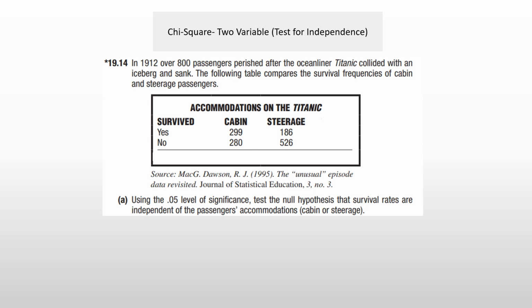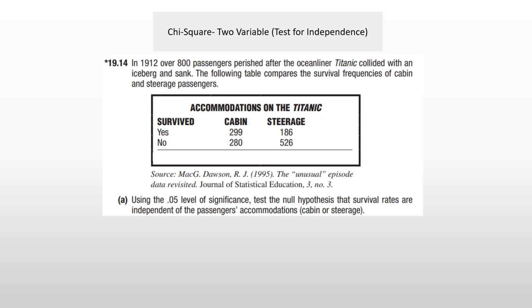Before we move on, one of the key things is to be able to distinguish between the one variable and the two variable chi-square test, because the procedure is a bit different depending on which version you are doing. One tip: if you're given a question with a table like this, where you have categories in the columns, like here cabin and steerage, and also categories in the rows, yes and no, that's a giveaway that it is a two variable one.